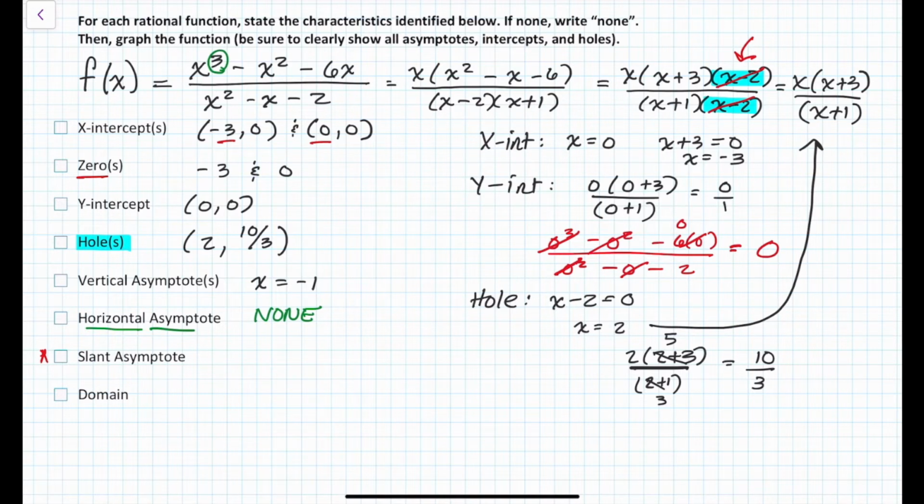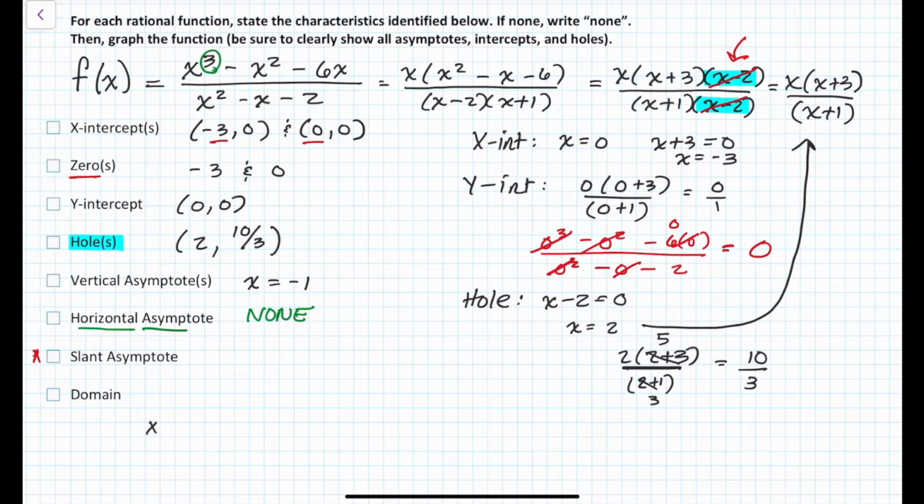So remember, with the slant asymptote, we need to use either long division or synthetic division and divide the numerator by the denominator. So we want to go ahead and use the simplified function in this case. So if we distribute that x, we get x squared plus 3x divided by x plus 1.